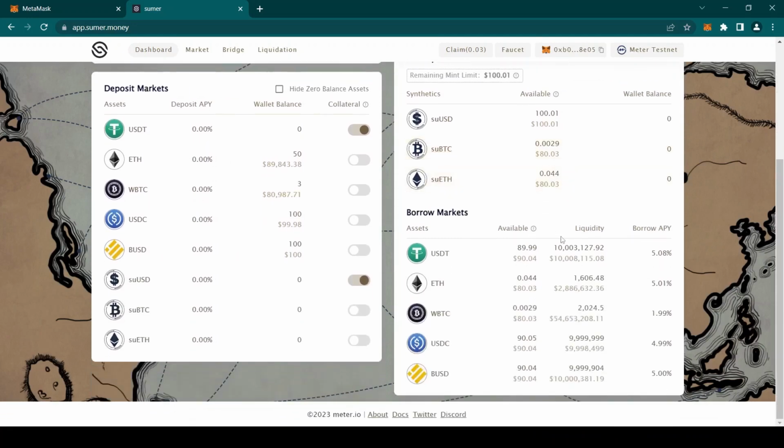In the borrow markets, we can confirm the higher collateral rate of 90% for USDT, USDC, and BUSD being homogeneous assets to USDT, whereas heterogeneous assets ETH and WBTC have a lower collateral rate at 80%. In this tutorial, we'll borrow USDC from the borrow market.